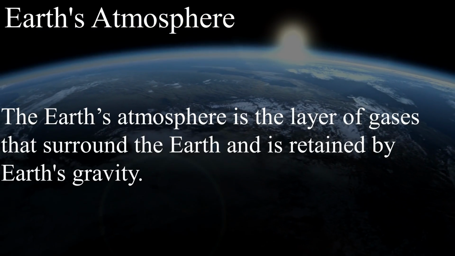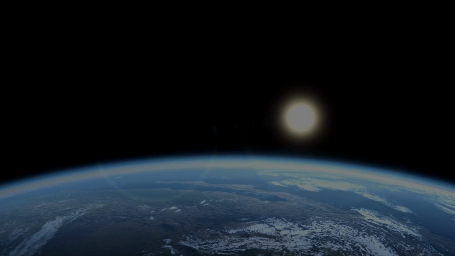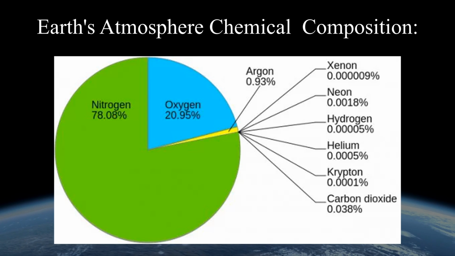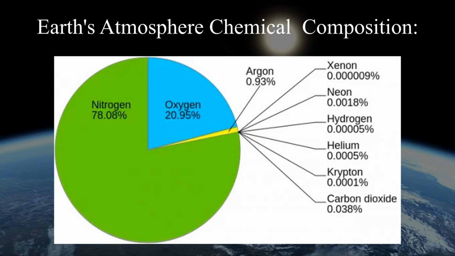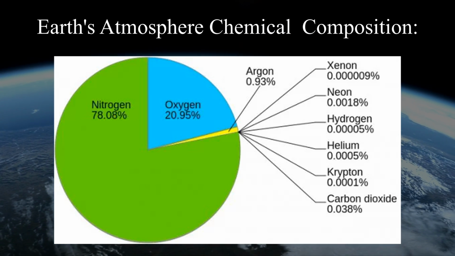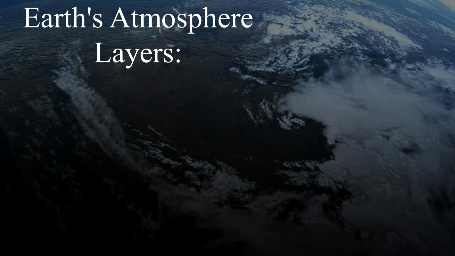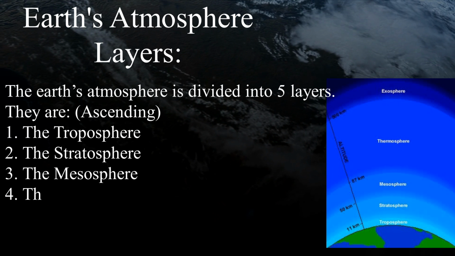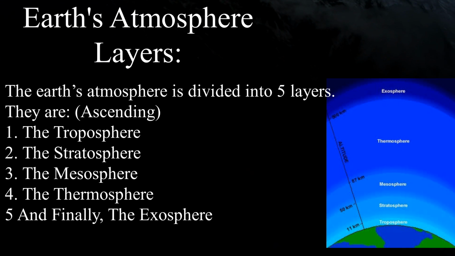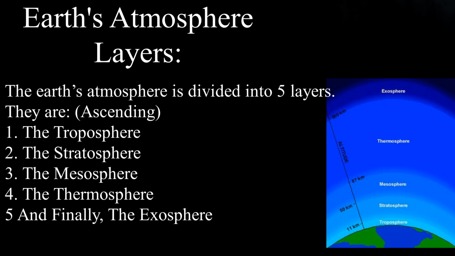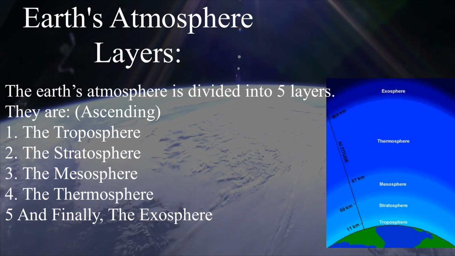The Earth's atmosphere is the layer of gases that surround the Earth and is retained by Earth's gravity. Earth's atmosphere is composed of 78% nitrogen, 21% oxygen, and traces of other gases such as carbon dioxide, argon, neon, helium and hydrogen. The Earth's atmosphere is divided into 5 layers. They are the troposphere, the stratosphere, the mesosphere, the thermosphere, and finally, the exosphere.